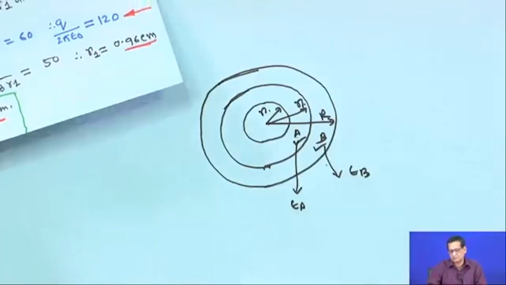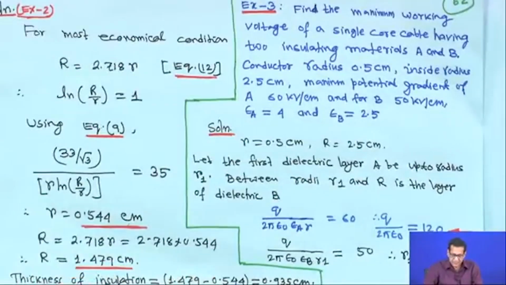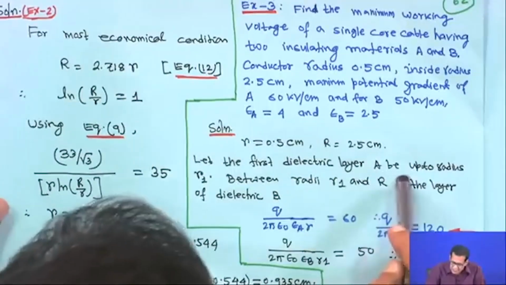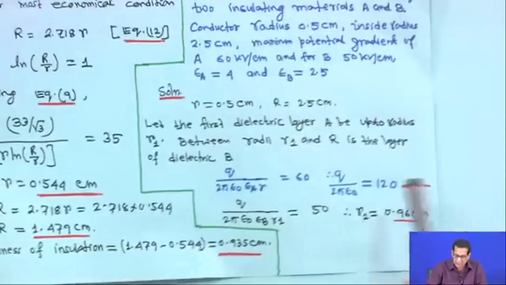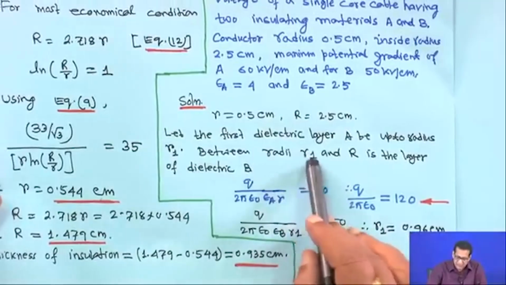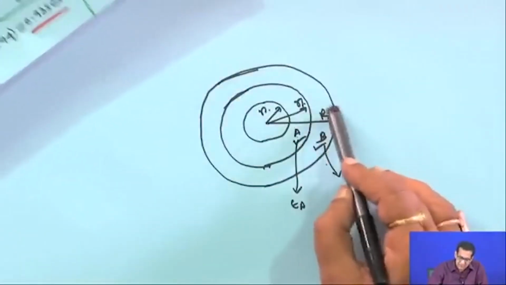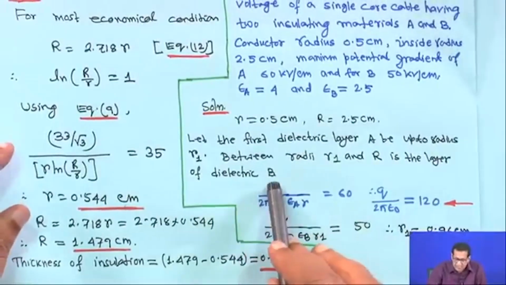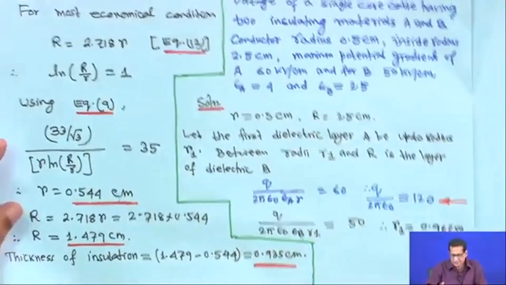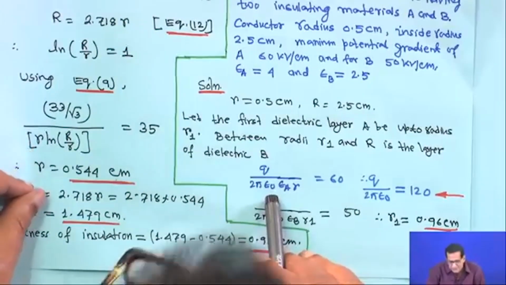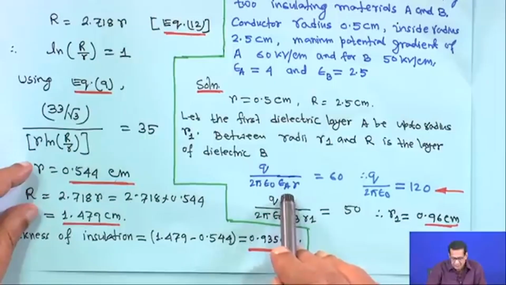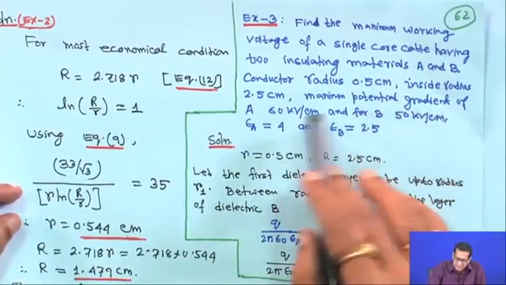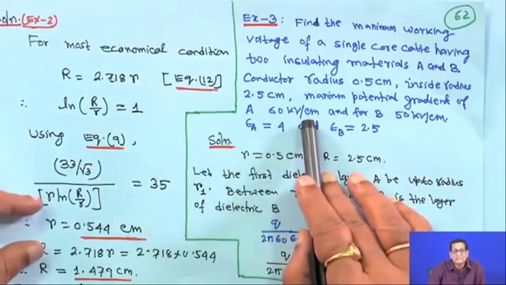This is the diagram. So let the first dielectric layer A be up to radius R1, and between radii R1 and capital R, this is the layer of dielectric B. Therefore, the electric intensity you can write as Q upon 2 pi epsilon 0, which is common everywhere. So Q upon epsilon 0 into epsilon A into R is equal to 60, because it is given that the maximal potential gradient for insulating A is 60 kilovolt per centimeter.